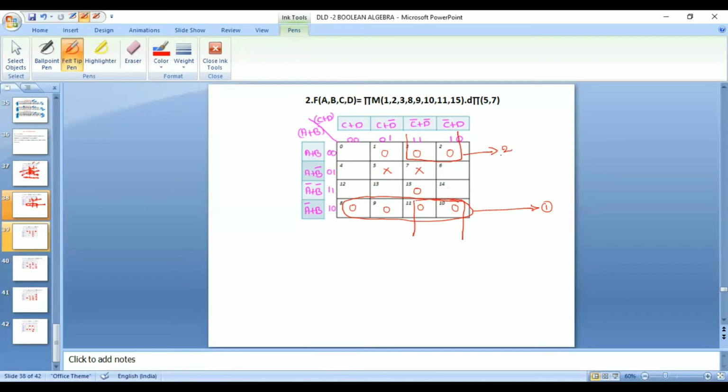Always try to do like this. Try to avoid using don't care conditions in the problem. Next, after that, this one particular min term, we can group as a quad with the help of min terms only. So this 1, 3, and 9, and 11.